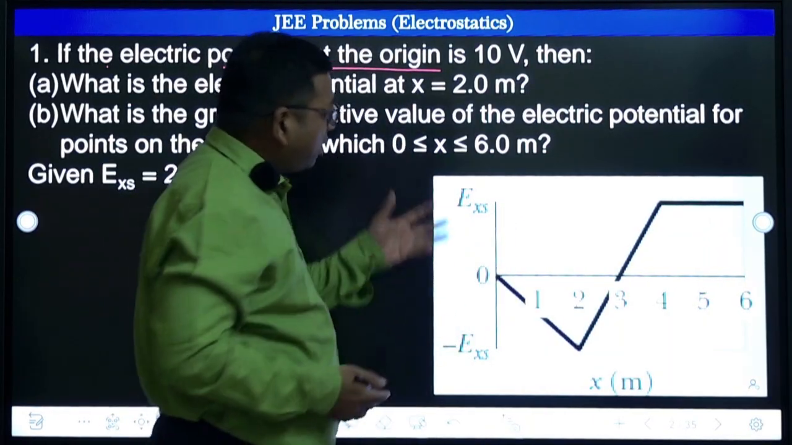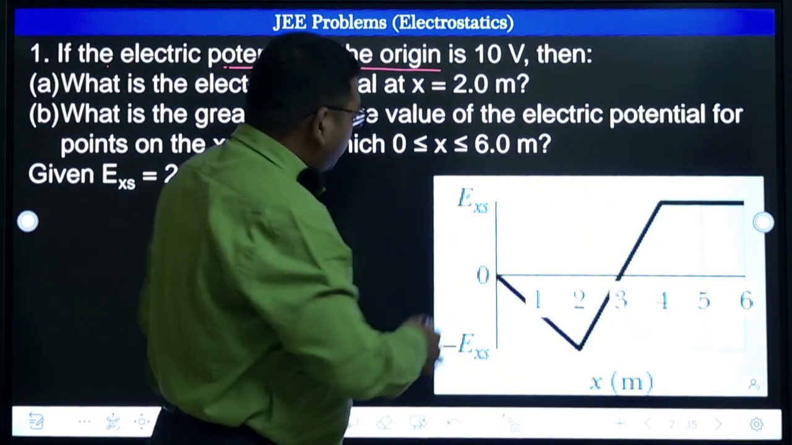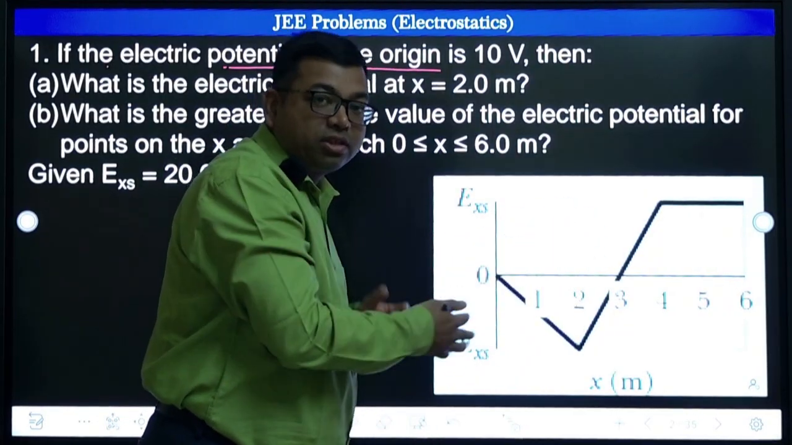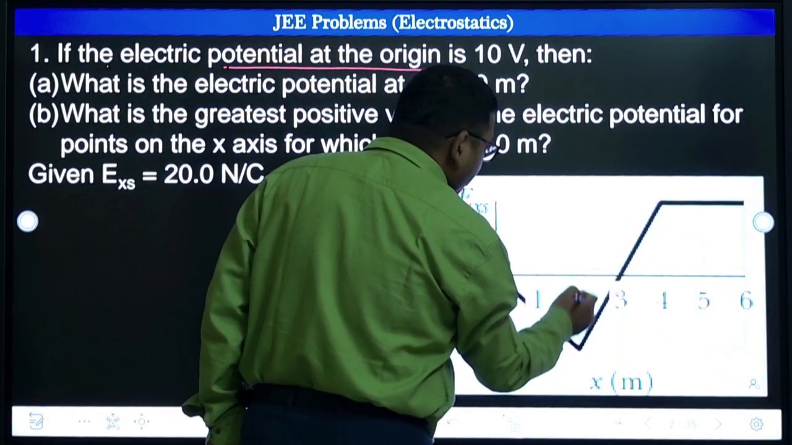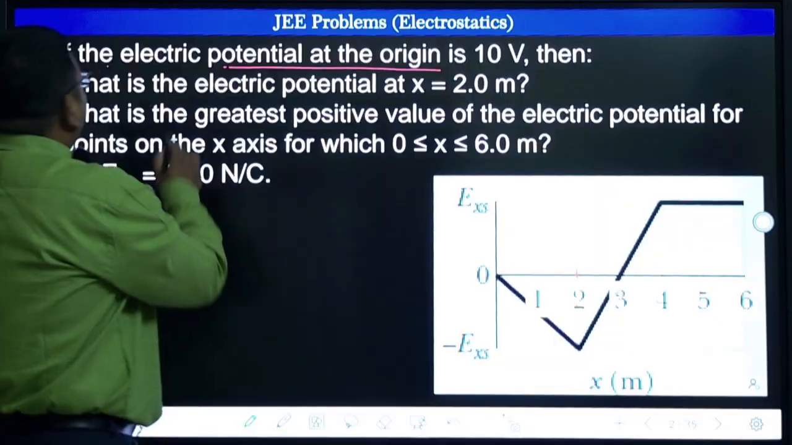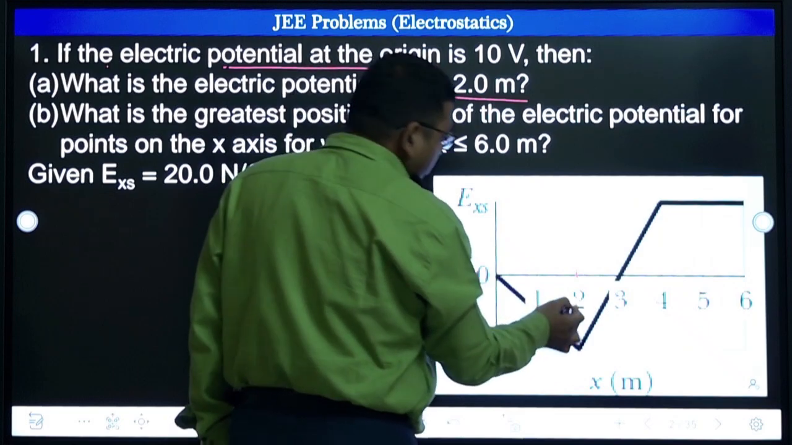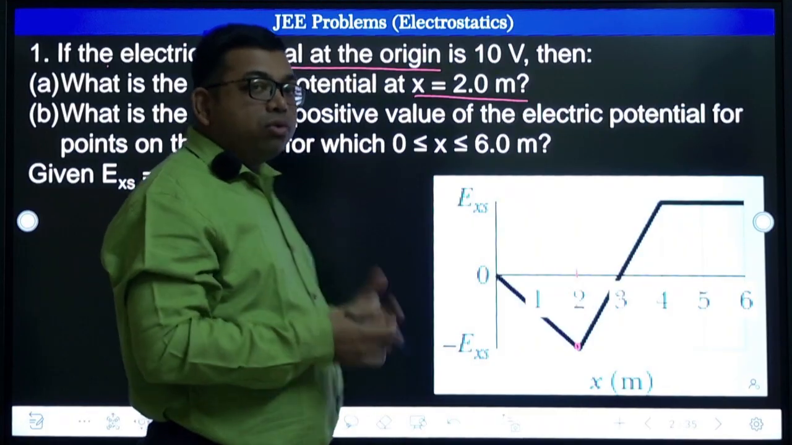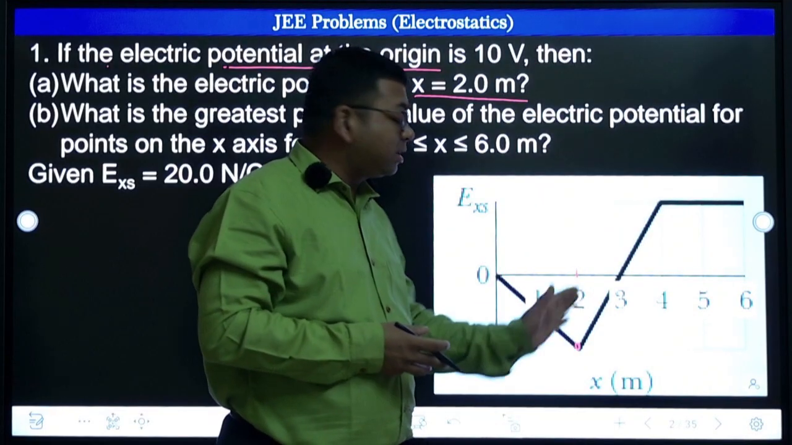Here there is a graph given. Basically it is an electric field versus distance graph, and this is point number 2. What is the electric potential at x equal to 2 meters? How do we calculate potential from a field graph?